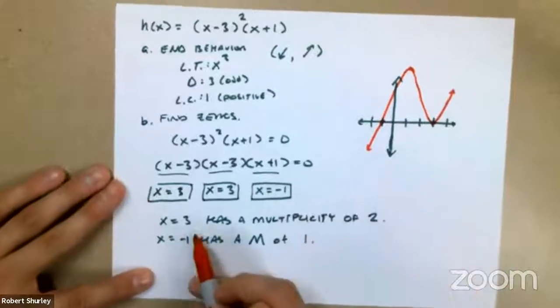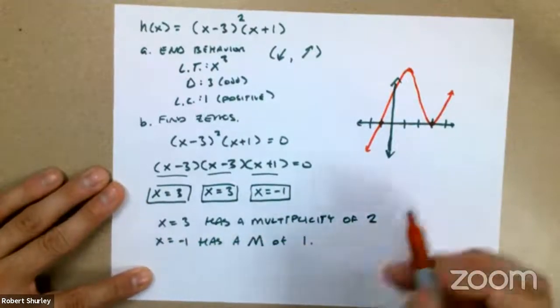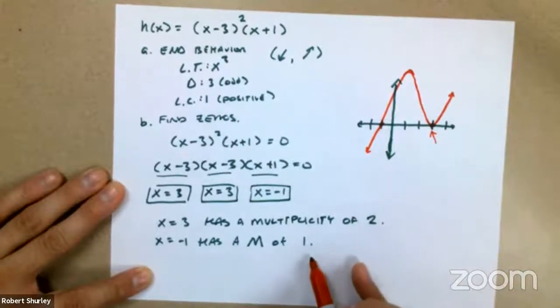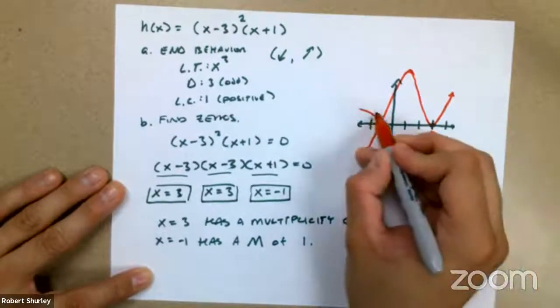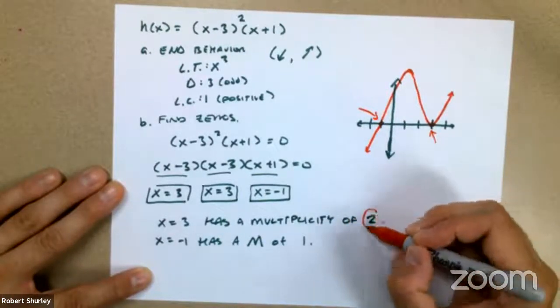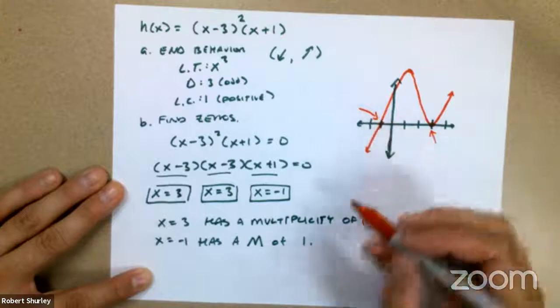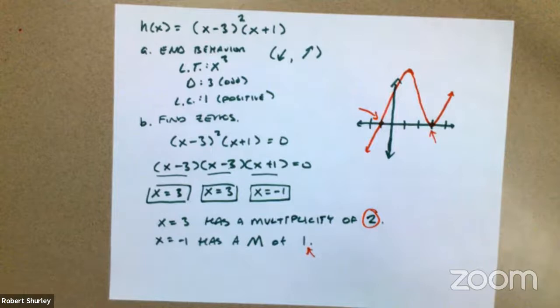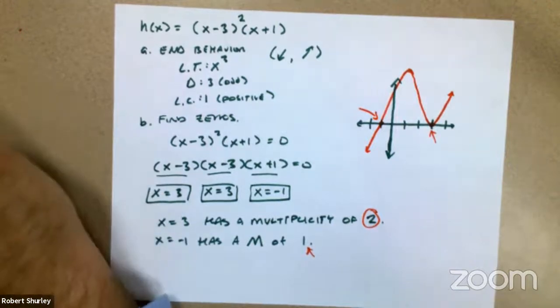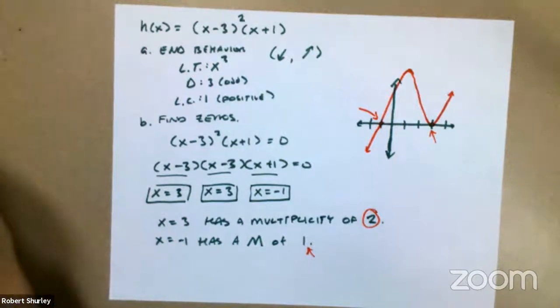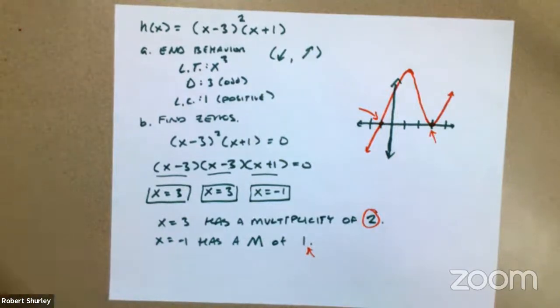Because x has an even multiplicity, it bounces off the x-axis. Now, because it had an odd multiplicity at -1, it goes through the x-axis, okay? So it's going to bounce because of the even, and it's going to go through because of the odd. Pretty neat. That's the multiplicity. If you want to read about that a little more, it's on page 354 in your book, okay?